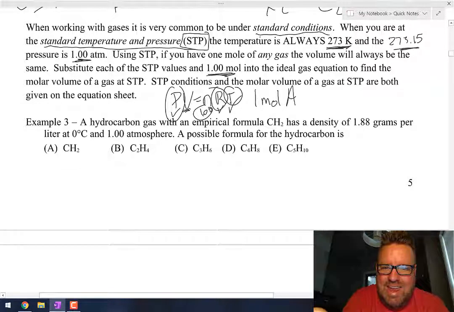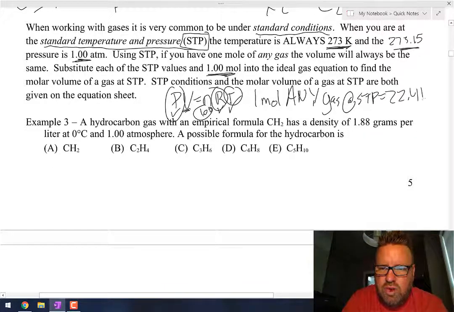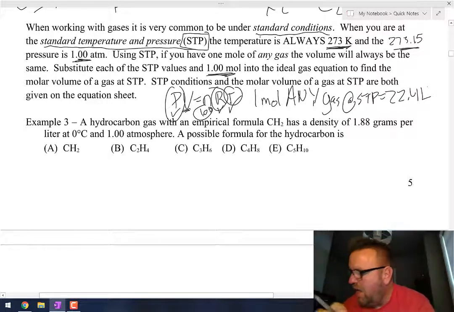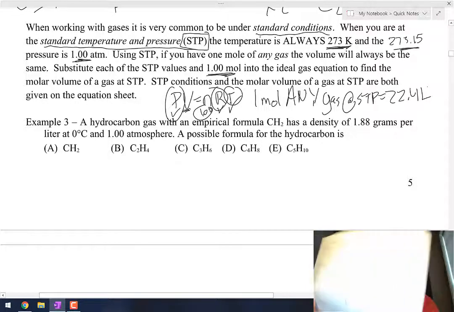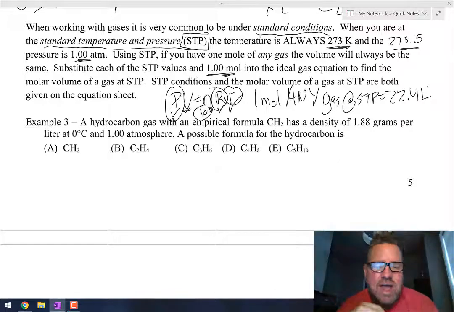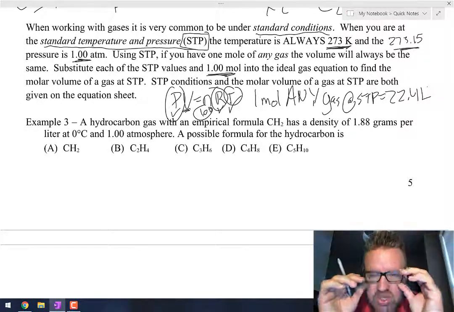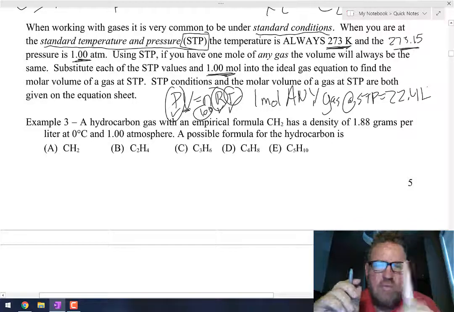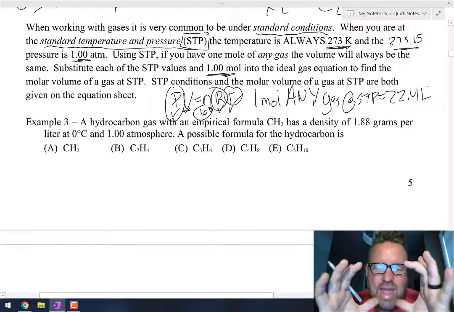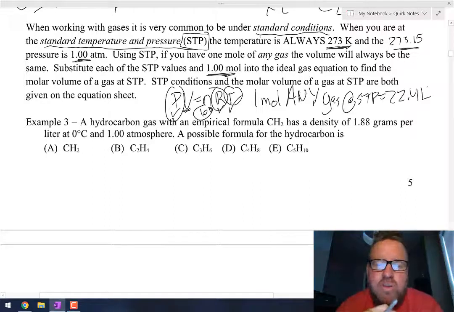what you'll find is that 1 mole, again, of any gas at STP has a volume of 22.4 liters. Okay, and again, that is also on the equation sheet here. The equation sheet says ideal gas at STP equals 22.4 liters per mole. And that's a conversion that you can use. Instead of using the whole ideal gas equation, you can just know that anytime you have 1 mole, that gas is going to occupy a volume of 22.4 liters.